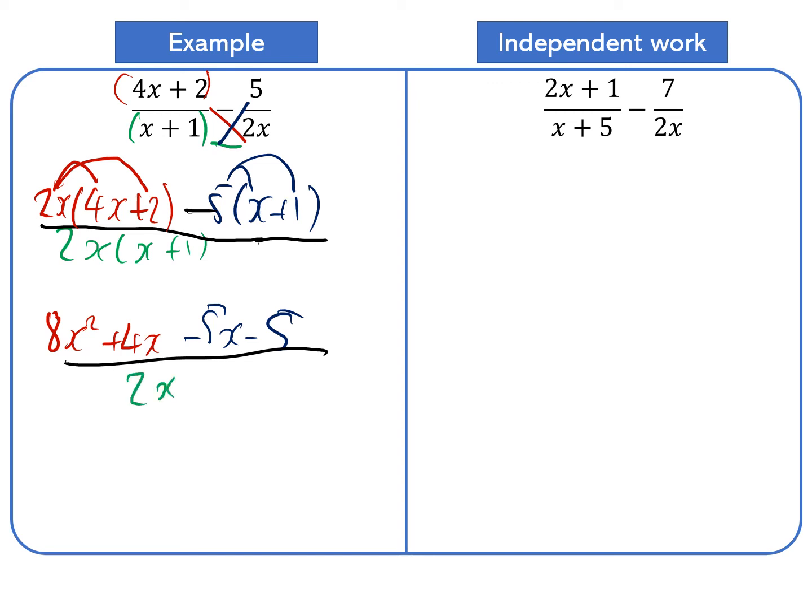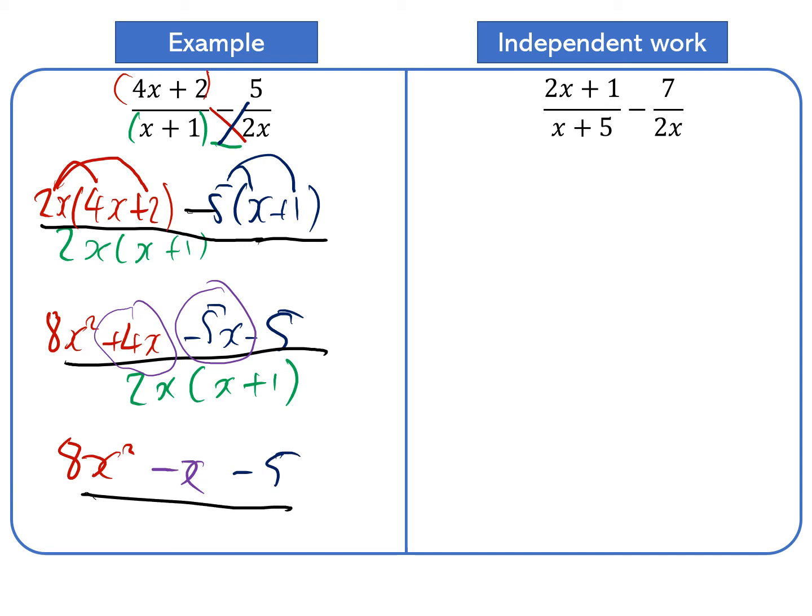2x, x plus 1. Now we collect together like terms, so I can see the 4 take away 5 gives me minus 1. That's my only x term. And then we've got minus 5 there, falling down, all divided by our same denominator. And there we go. Press pause and then complete the independent work. Then press play and I will reveal the answers.